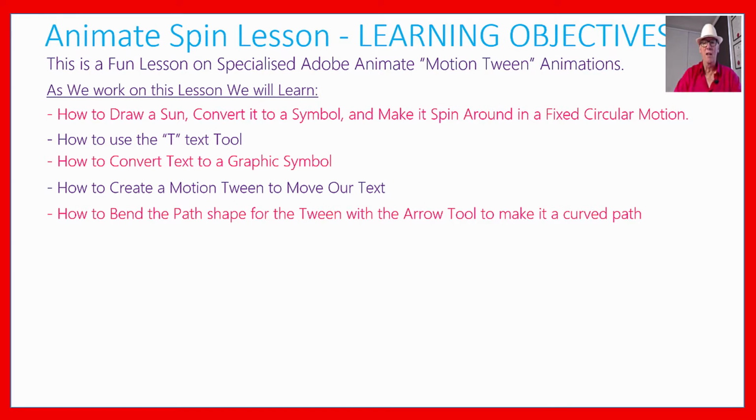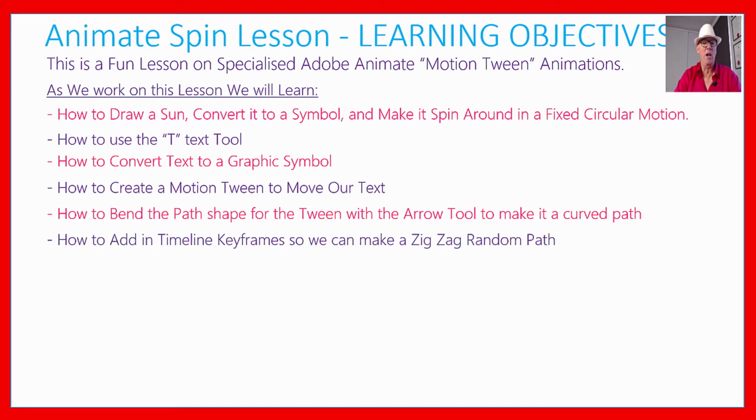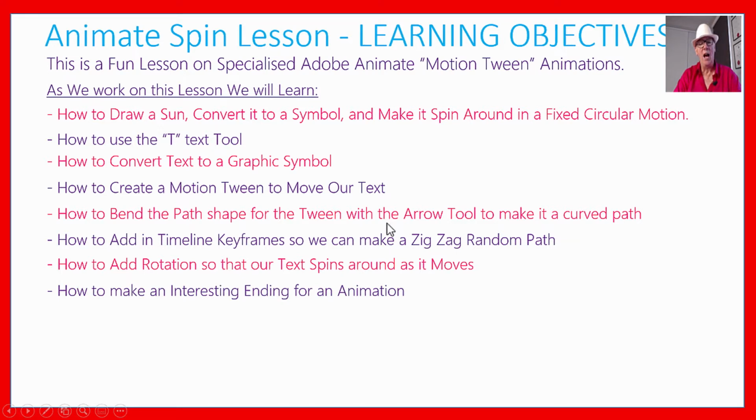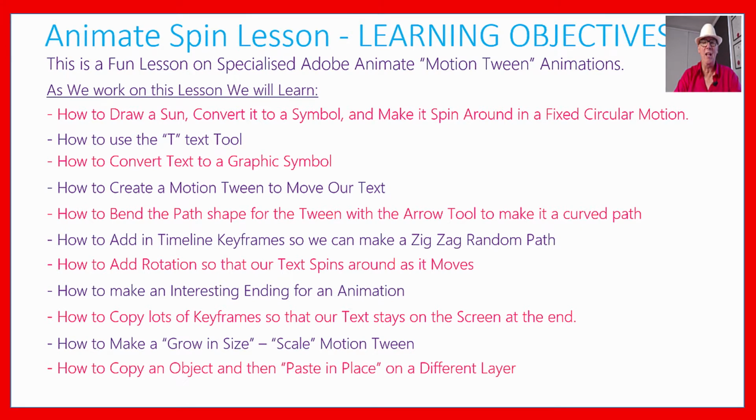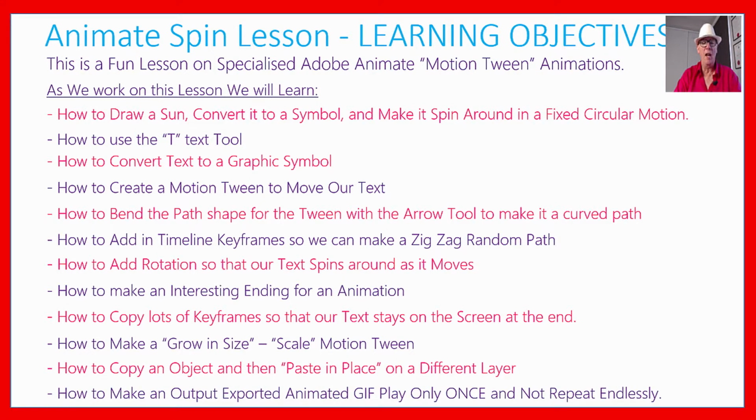it kind of does this zigzag random thing as it's spinning around into its final position, and how to add rotation so it spins as it moves, how to make an interesting ending for an animation, which is what all of these steps are all about, and copy lots of keyframes so that text stays on the screen at the end. So we create this pause, how to make it grow in size, do that scaling animation, how to copy an object and paste in place on a different layer, and how to make an exported animated GIF play just once rather than repeating over and over.